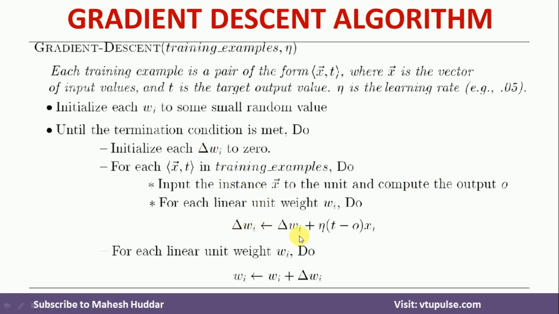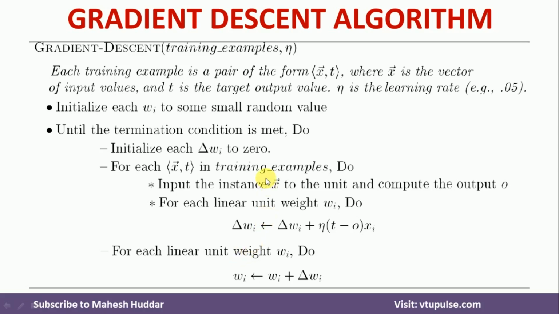So delta Wi = delta Wi + n * (t - o) * xi, where n is the learning rate, t is the target of the current instance, o is the output which is calculated, and xi is the instance input at this particular point. So this will be calculated for each weight Wi, that is delta W1, delta W2, delta W3, and so on. All the delta Wi's are calculated here. Once it is calculated for all the linear unit weights Wi, we will go with the next instance. The same thing will be performed over here. Once all the training instances are over, we will modify the final weights, that is W1 to Wn, where n is the number of units, you can say: Wi = Wi + delta Wi. So this is the gradient descent algorithm.